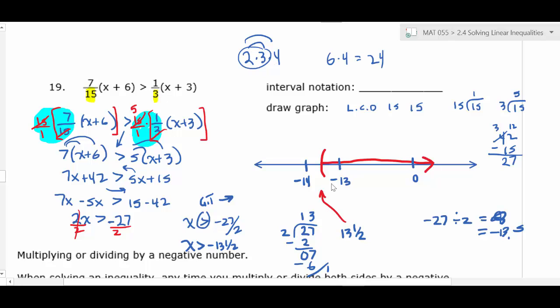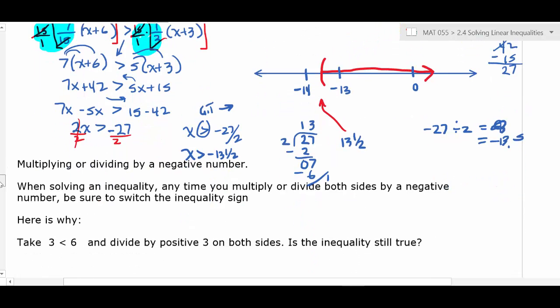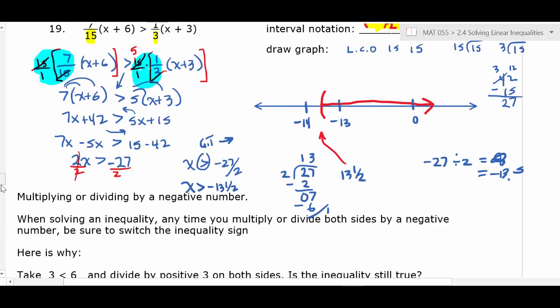So interval notation, you're just going to say start at, and you can say negative 27 over 2, comma, it goes on forever to the right. And then that's how you'd want to write your answer. Okay, so that's what you should have come up with. All right, so let's take a look at the next topic.